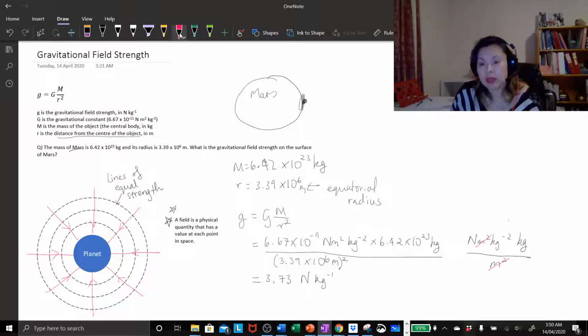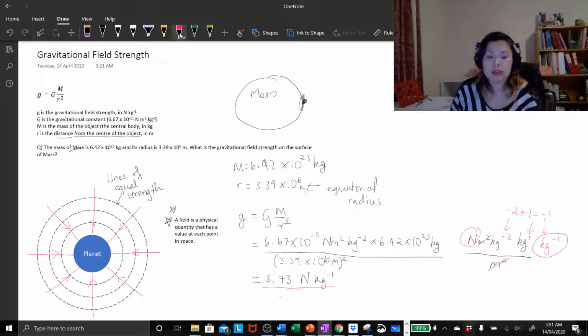For our kilograms, we have a negative 2 here, and for this kilogram over here, it's a positive 1. So we've got negative 2 plus positive 1 because we're using our index laws. So that's how we're going to end up with kilograms to the negative 1, because negative 2 plus 1 is equal to negative 1. And then the newtons themselves had nothing to cancel out or change them. So that's why we've got newtons and then kilograms to the negative 1, and that's how we end up with our final units there. And our final answer is 3.73 newtons per kilogram. Alright, so today we've learnt about how to calculate the gravitational field strength.